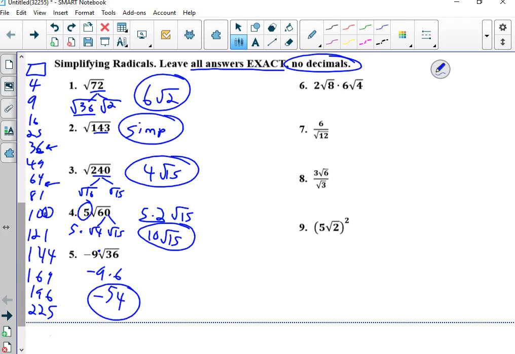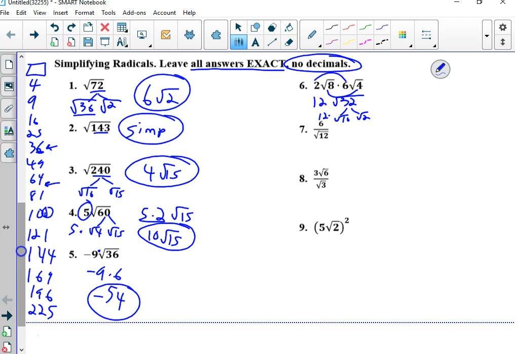Okay, now multiplication. There's 2 ways to do this problem. Technically, you do the outside numbers and the radical numbers. So if I do that, I get 2 times 6 is 12, and 8 times 4 is 32. So radical 8 times radical 4 is radical 32. Now I look at my numbers, and I see what goes into 32. And that's 16. So radical 16 and radical 2. And don't forget the 12.